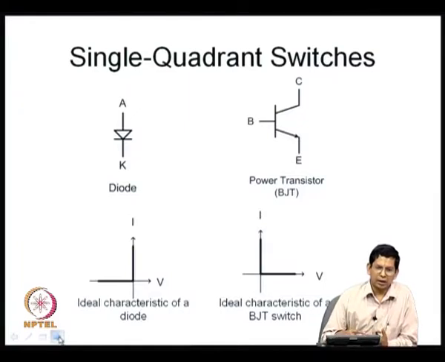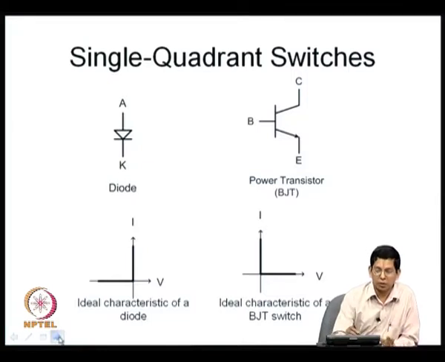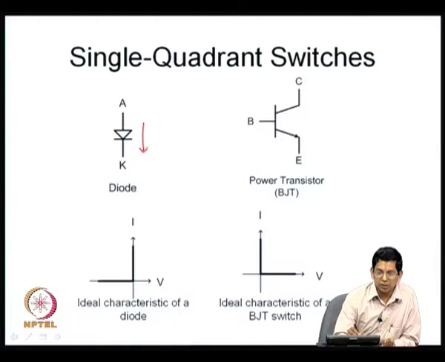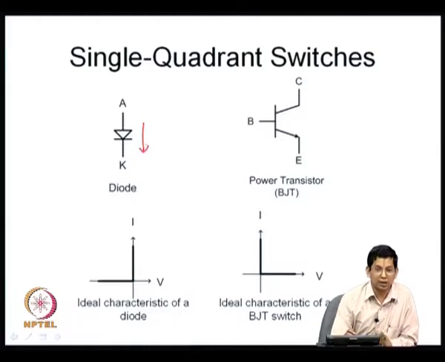So, a metallic contact can actually conduct in both directions, but many of these semiconductor devices or electronic switches may not be able to conduct in both directions. One very good example is our friend the diode. It can only conduct in this direction, from its anode to cathode, and it cannot conduct in the opposite direction. So, you have a switch, and when it is on it is conducting, but it can conduct in only one specific direction and it cannot conduct in the opposite direction.